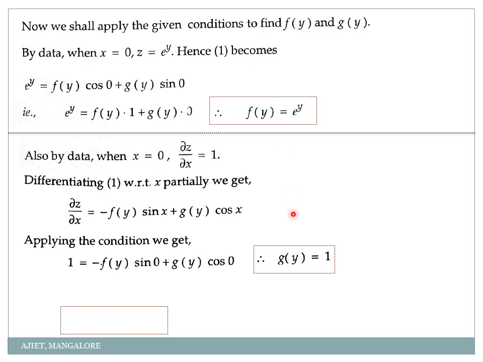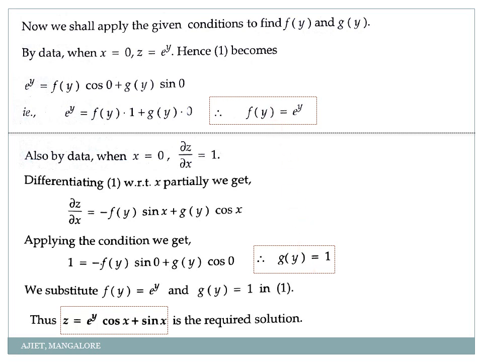Proper? Now did I get both the constants? Yes. Substitute them in equation 1. So what will I get? z is equal to e power y cos x plus sin x, which is the required solution. Okay. So this is the way we have to solve a homogeneous differential equation. I hope you are clear with this problem. Yeah, this is a very simple and easy problem.